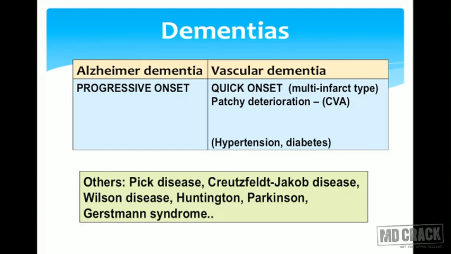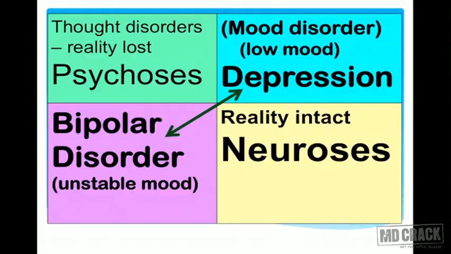And because it's vascular dementia, obviously there has to be one more organic or medical condition as the cause, like hypertension or diabetes. There are some other causes of dementia. They include, have a look at the slide, Pick disease, Creutzfeldt-Jakob disease, Wilson disease, that's hepatolenticular degeneration, then Huntington, Parkinson, and Gerstmann syndrome. So as far as dementia is concerned, important to remember vascular dementia has quick onset and maybe patchy deterioration, and in Alzheimer dementia, it's progressive onset.